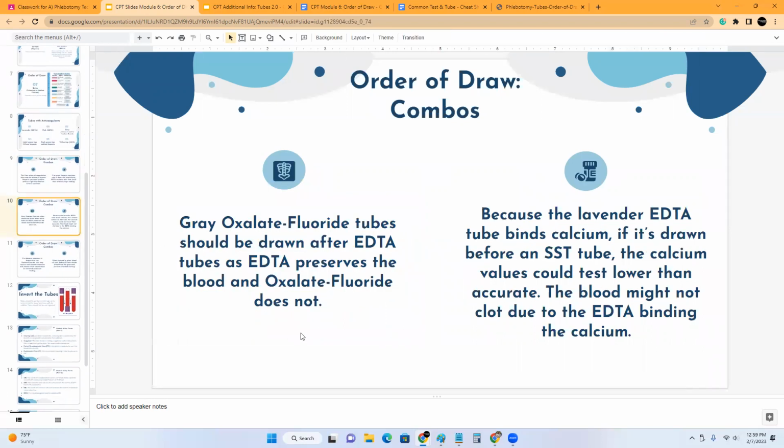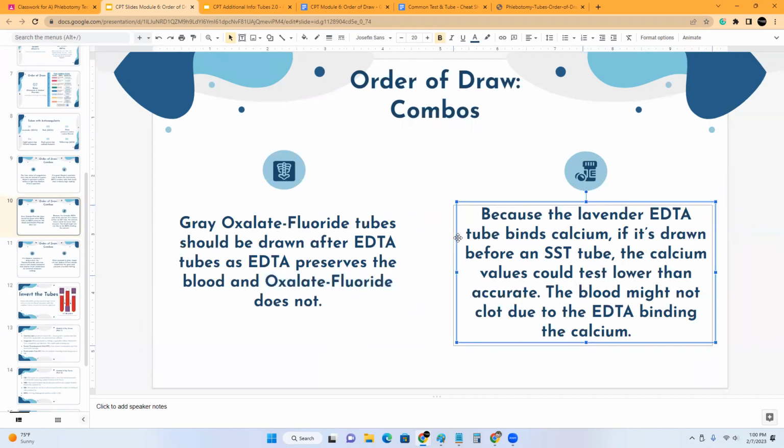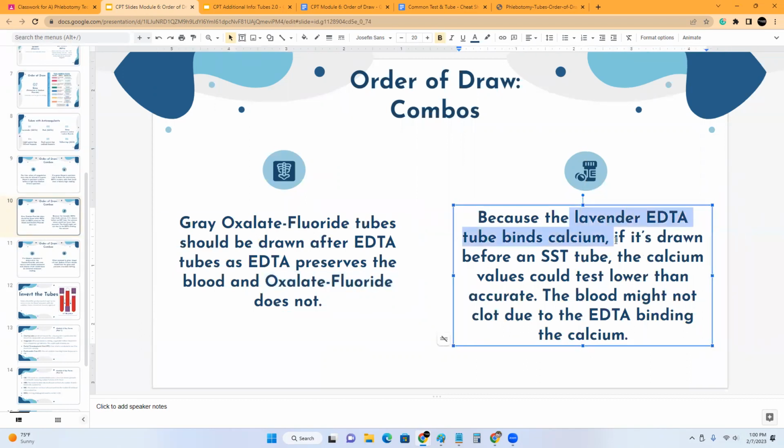The gray oxalate fluoride tubes should be drawn after the EDTA because EDTA preserves the blood, and the oxalate fluoride does not. The lavender tube binds with calcium. So the EDTA tube binds with the calcium, and if it's drawn before a tiger, the calcium levels in the tiger tube can be incorrect. Okay. It will make it show lower than accurate.